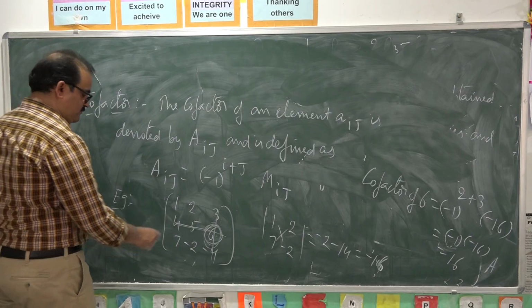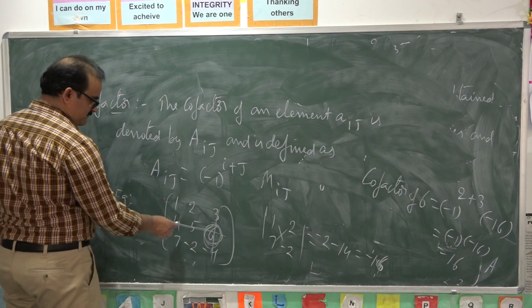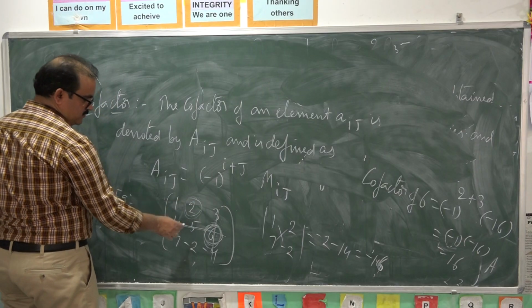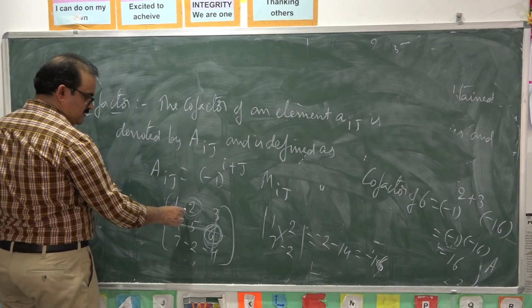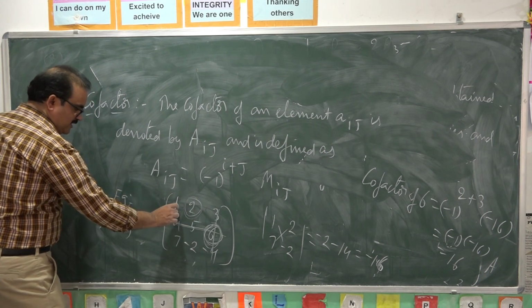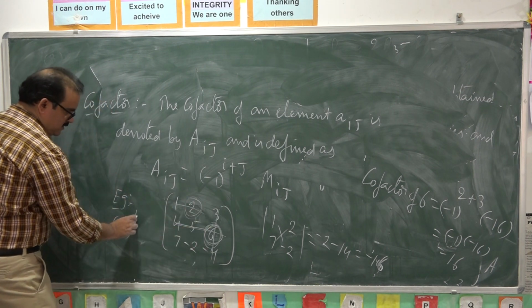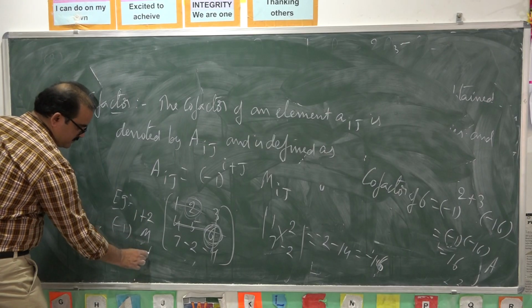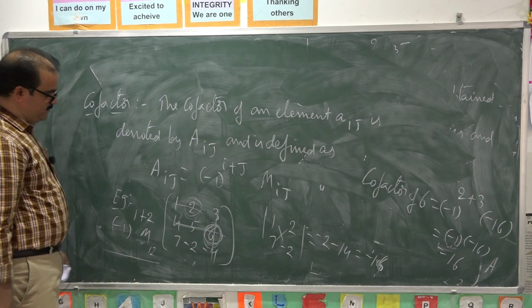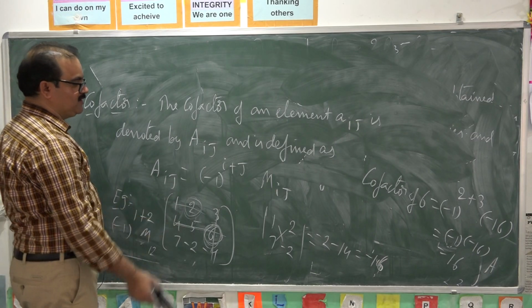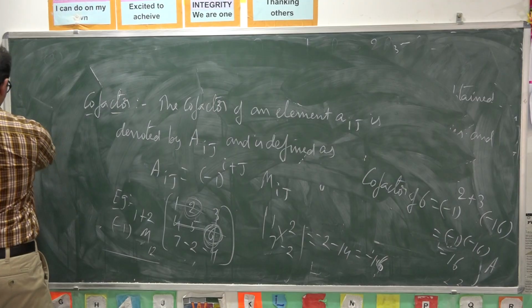Next, if you want to find cofactor of this element 2, first you find minor of this element 2 and then multiply this with minus 1 to the power of row plus column, where it lies in first row and second column. 1 plus 2 into minor of that element. You get the cofactor. In this way you find cofactor of the remaining elements also.